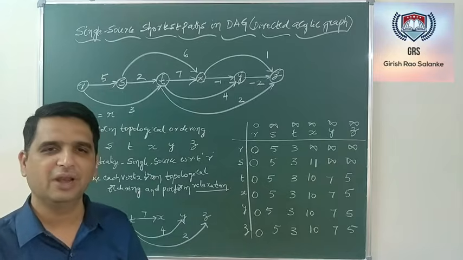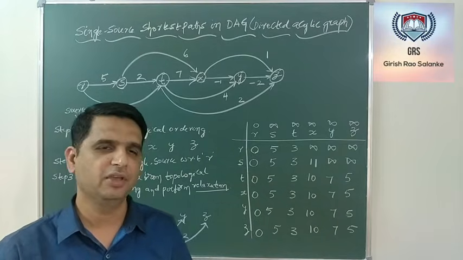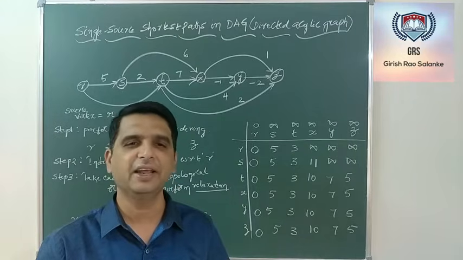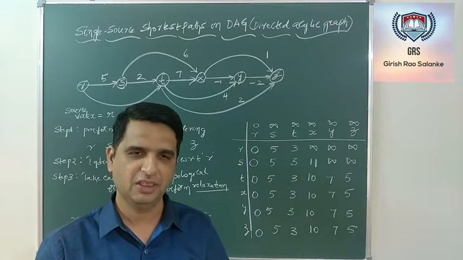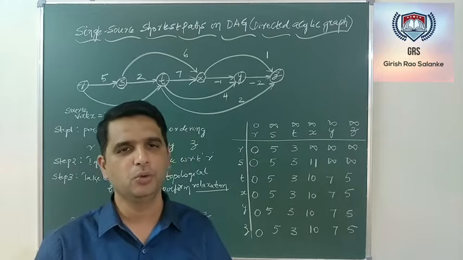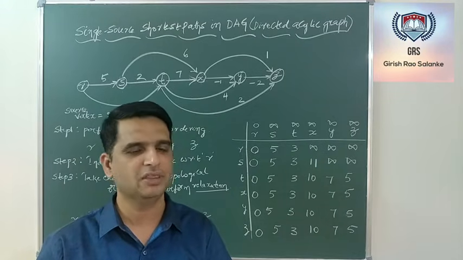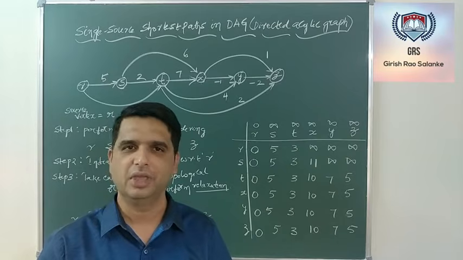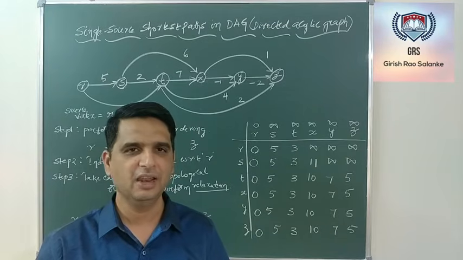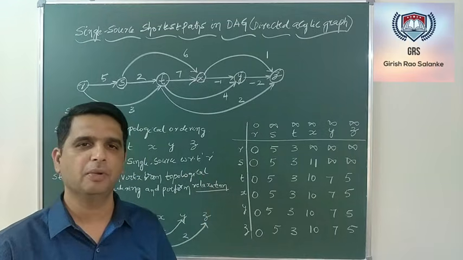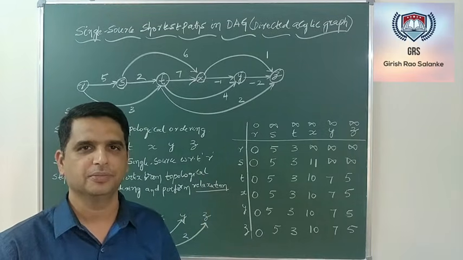We know how to do relaxation. If d of v is greater than d of u plus cost of u to v, then d of v should be updated as d of u plus cost of u to v. Hope this is clear. We'll quickly see the algorithm and we'll see the time complexity of the algorithm.